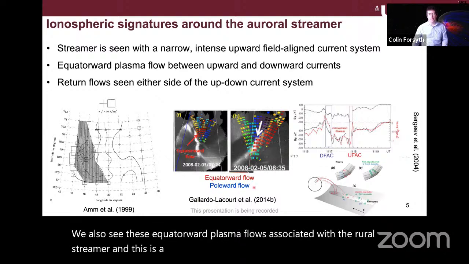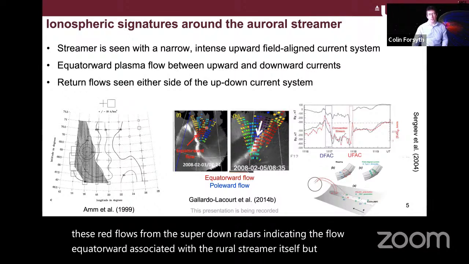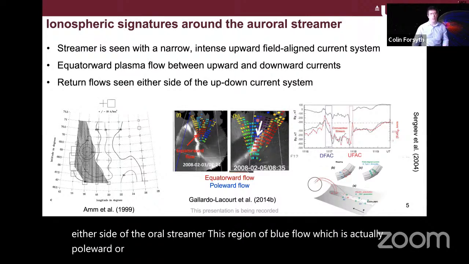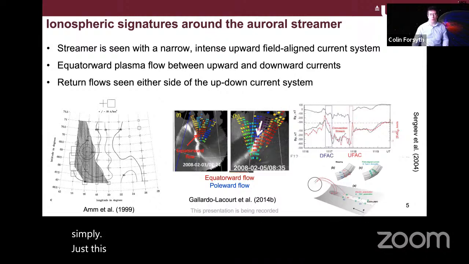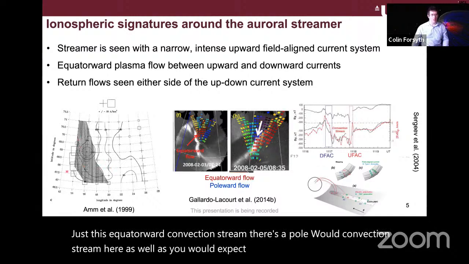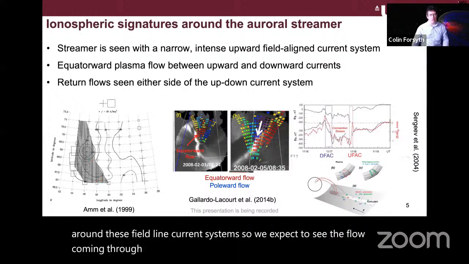We also see equatorward plasma flows associated with the auroral streamer, and this is results from Gallardo-Lacourt et al. in 2014. We can see these red flows from the SuperDARN radars indicating the flow equatorward associated with the auroral streamer itself. But there's also, to either side of the auroral streamer, this region of blue flow, which is actually poleward or return flow in the ionosphere being set up as well. So it's not simply this equatorward convection stream. There's a poleward convection stream here as well, as you would expect if you looked at the convection around these field line current systems. We expect to see the flow coming through the streamer and then being diverted around the sides and returning to fit this current system.